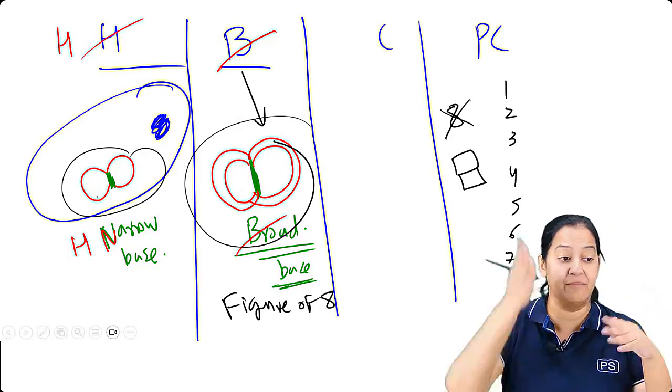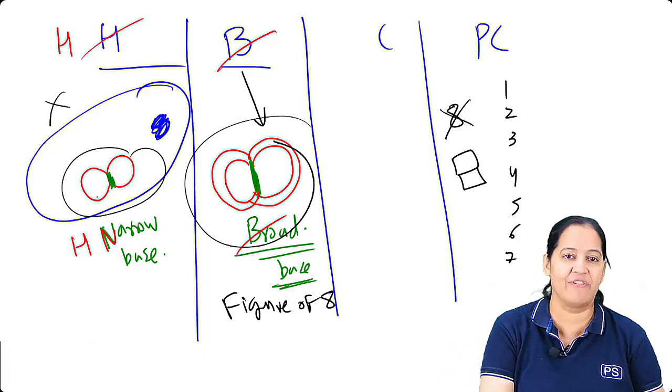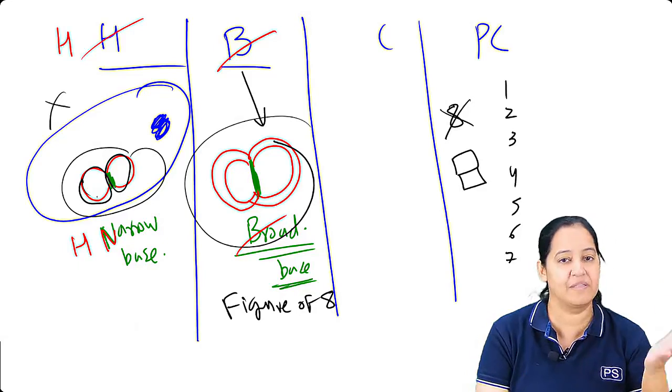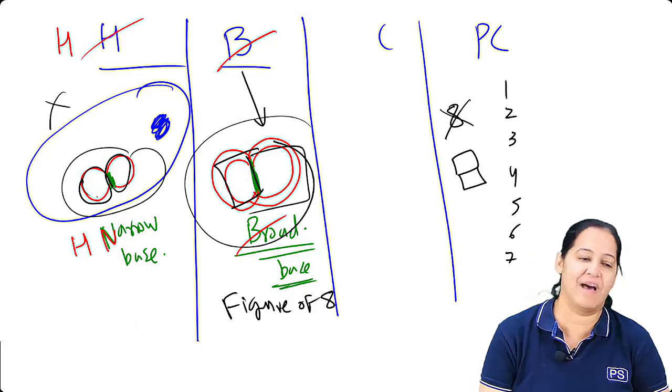Because it looks like it. Because of the broad base. It looks like it. Say yes, people. This is not figure of 8. Tum bolo ki ma'am, ye bhi to 8 hi hai. Main bhi aise bolti thi. But someone told me ki 8 is like this. Okay ji, figure of 8 is blasto, not histo.